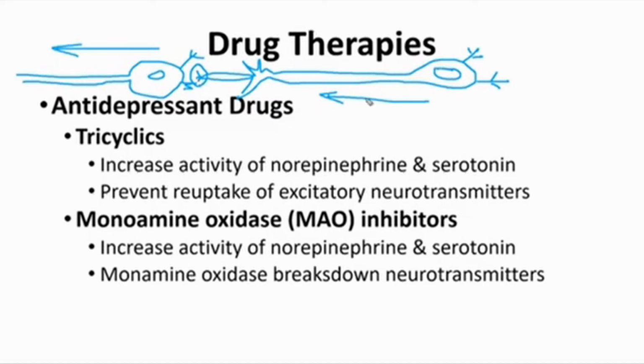So after this cell has released all of its neurotransmitters, they should eventually get cleaned up through the process of reuptake. But these tricyclics prevent reuptake, so they prevent the cleanup, which just means that those excitatory neurotransmitters spend more time in the synapse, more time in that gap, and therefore activate this downstream cell, this postsynaptic neuron, for a longer period of time than they would have otherwise. So this is just increasing activity in the next cell.